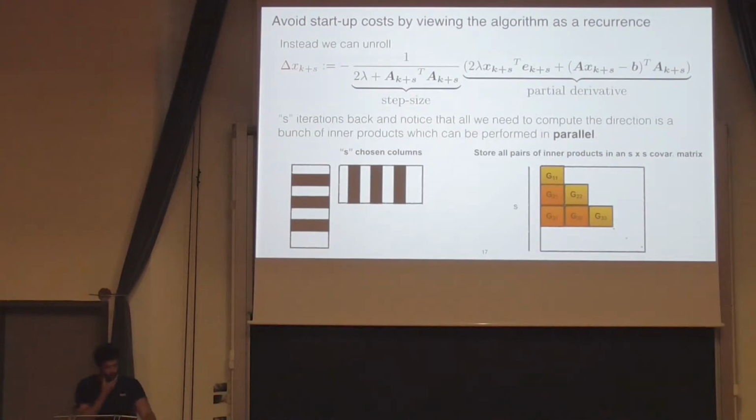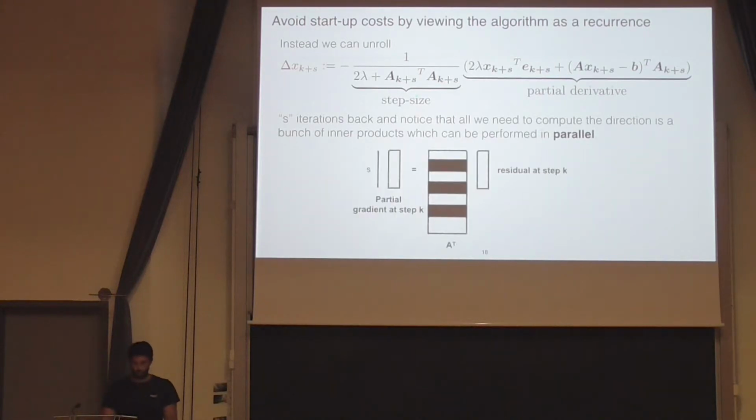So how we're going to do this is we will view the method as a recurrence. So we have the closed form formula for computing the delta xk, the direction, at the step k plus s. So what we will do is we will unroll the formula s steps back, and when we do this, we can see that all we need to compute s iterations for this method without communicating is a bunch of inner products. In particular, we need s inner products among the chosen columns. And this is essentially a covariance matrix. So now you can probably imagine that we're going to compute the covariance matrix in parallel with one communication round instead of communicating at every iteration.